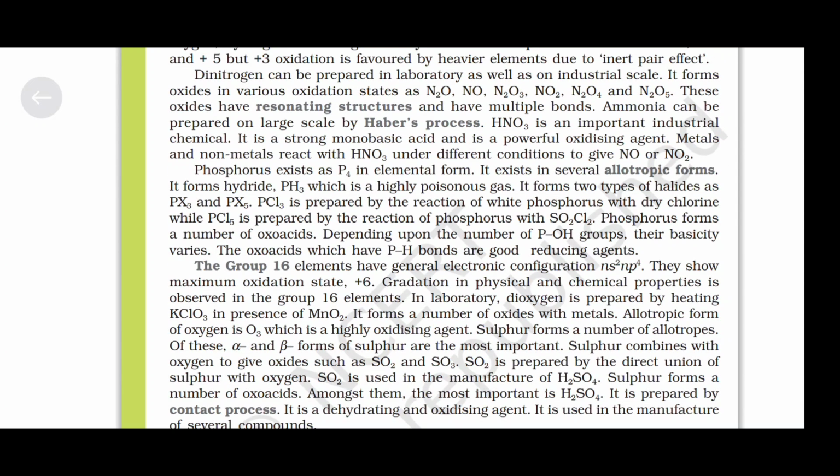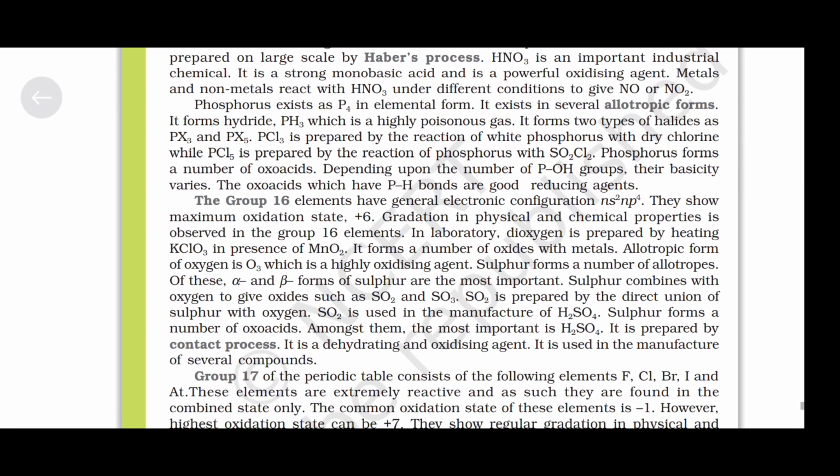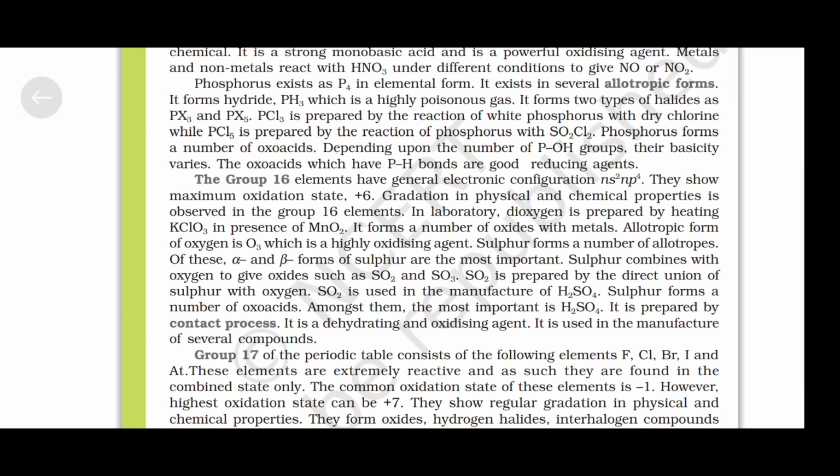Phosphorus exists as P4 in elemental form. It exists in several allotropic forms. It forms hydride PH3, which is highly poisonous gas. It forms two types of halides as PX3 and PX5.